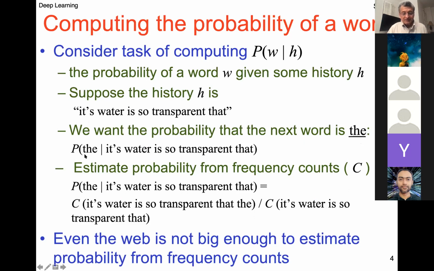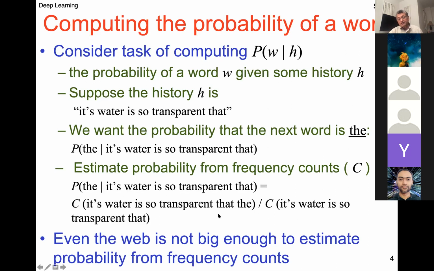So how do we calculate this probability? Estimate the probability from frequency counts, C. The probability of "the" given "its water is so transparent that" is equal to count C of "its water is so transparent that the" divided by count of "its water is so transparent that". So that's precisely what we're trying to do here. Given the context, we are asking what is the probability of the word "the". For that, we need the counts. To be able to say "the" has a high probability, we need to have counts.